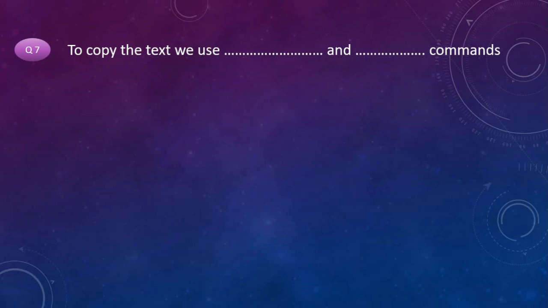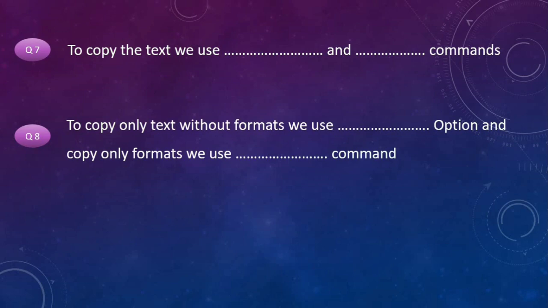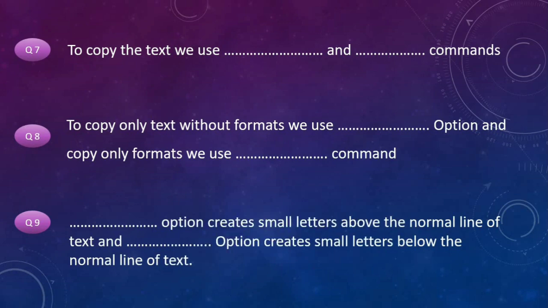To copy the text, we use dash and dash commands. To copy only text without formats, we use dash option, and to copy only formats, we use dash command. And the next question: dash option creates small letters above the normal line of text and dash option creates small letters below the normal line of text. Shall we check for the answers?